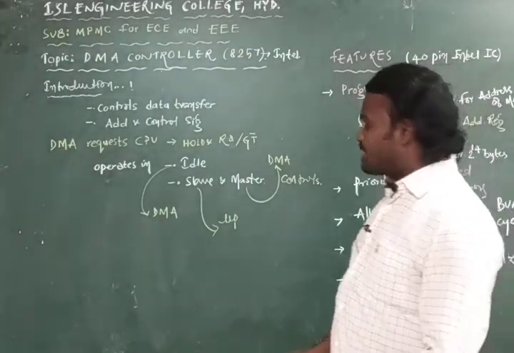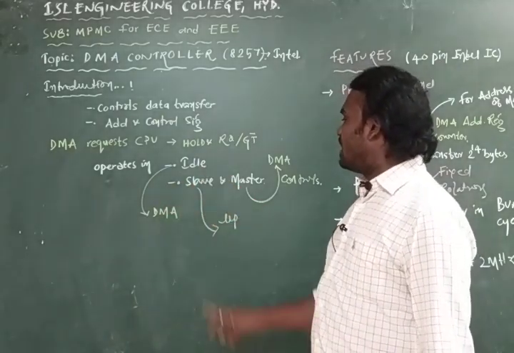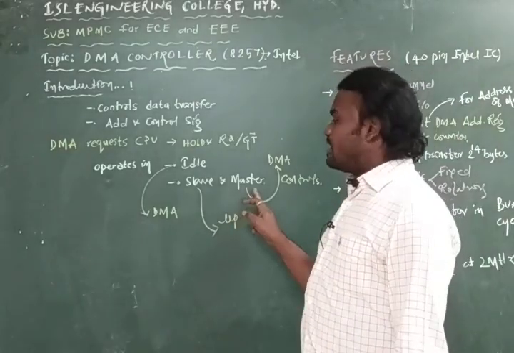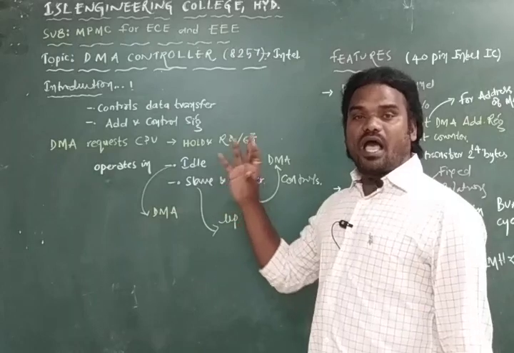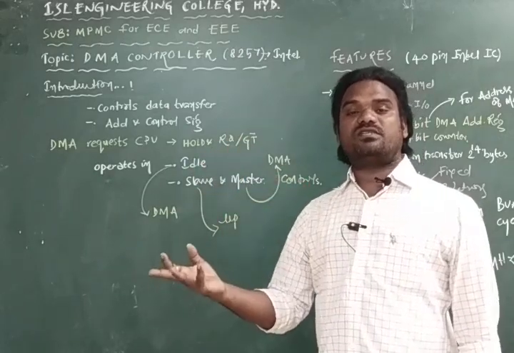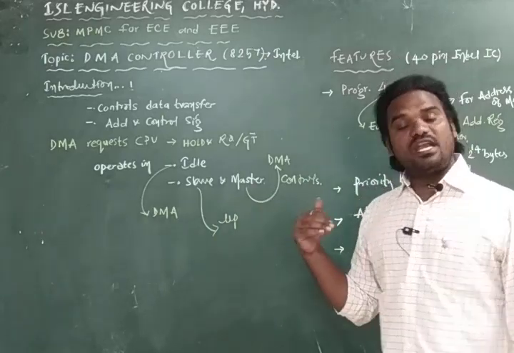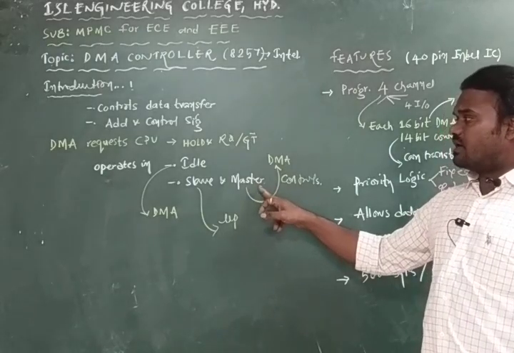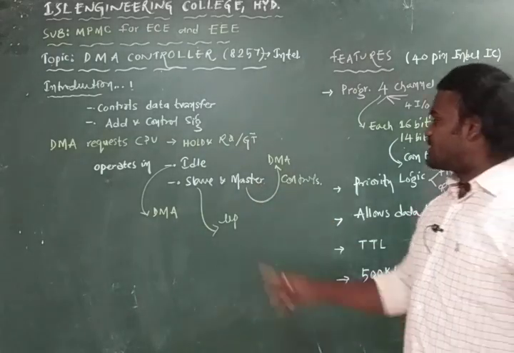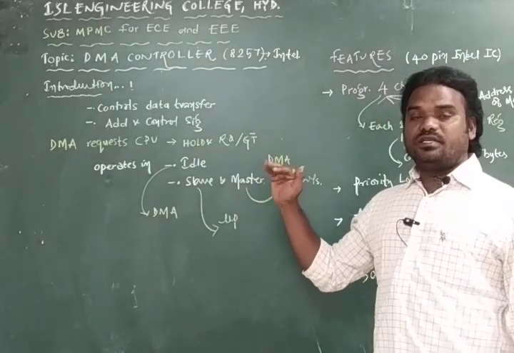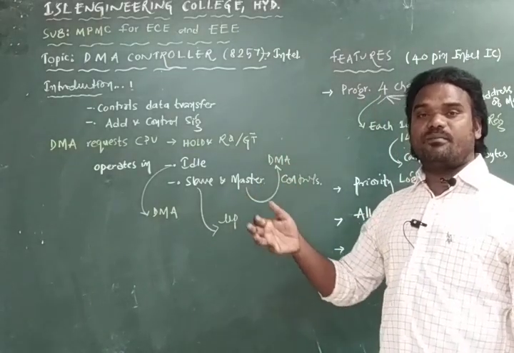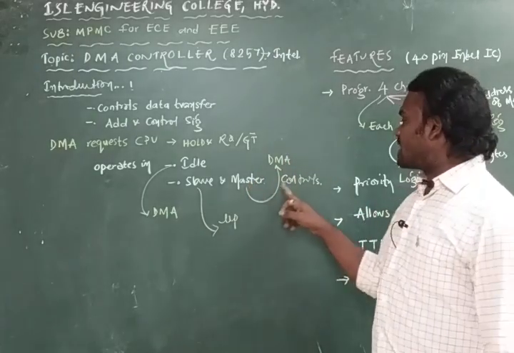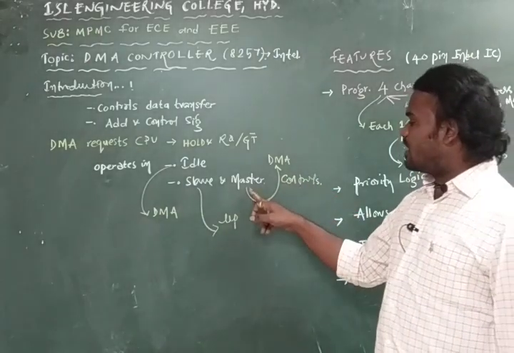that is, the idle state, the slave state, and then the master state. Master state is nothing but the DMA controller having control over the system bus of the 8086 microprocessor or 8085 microprocessor. In such a case we can call it a master state. That means the DMA controller has complete access to the system bus, so it is acting in the master state.